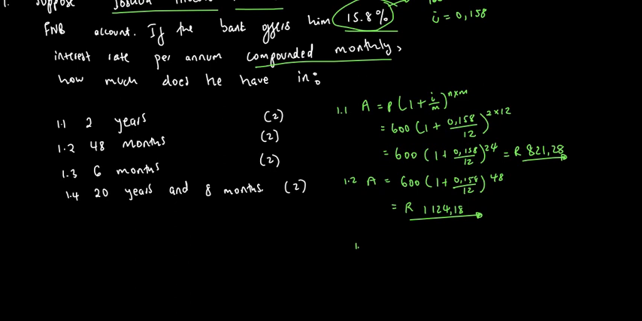Then 1.3, 6 months. So for 6 months, good people, I would say 0.158 divided by 12, and then for 6 months we just put 6 there. How much does he have in 6 months? 648.99. Great. So that is what you have.